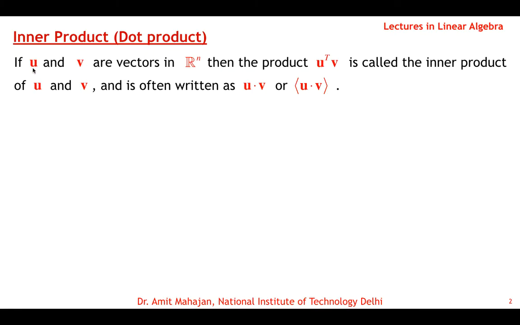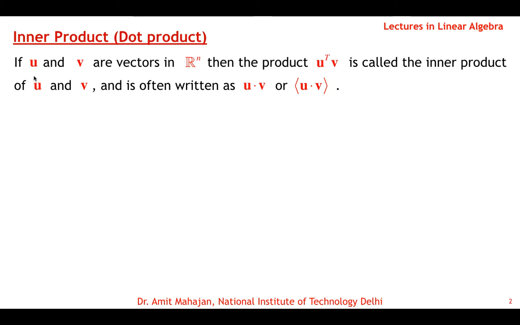So if you have two vectors u and v in Rn space, then the product calculated as u transpose v is called the inner product of u and v and is often written as u dot v or inside this bracket as u dot v. Okay, so that means inner product of any two vectors where both vectors belong to the same space is calculated as the transpose of the first vector times the second vector.